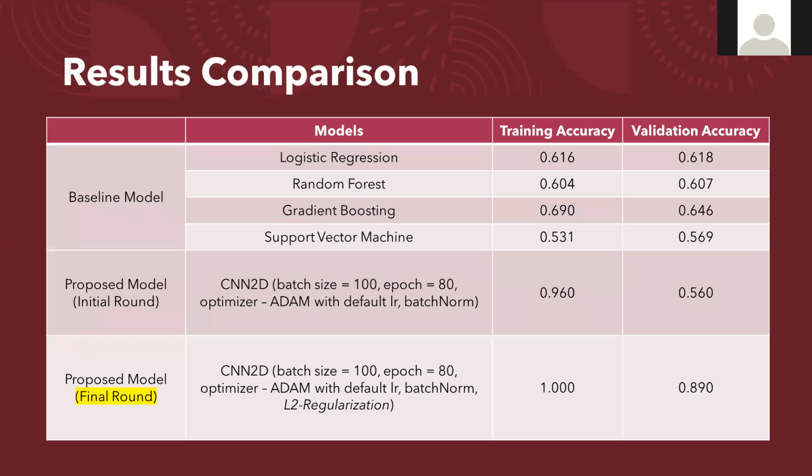Results comparison. The baseline was implemented using 4 different models, and the highest accuracy on the validation set was achieved using gradient boosting, which was 64.6%. In our proposed model, we have achieved an accuracy of 89% on the validation set. This accuracy is 30% higher than the proposed model in the initial round of submission. The difference in the two is that we have come up with a regularization technique using L2 and also have tuned the regularization factor to achieve 89% validation accuracy.